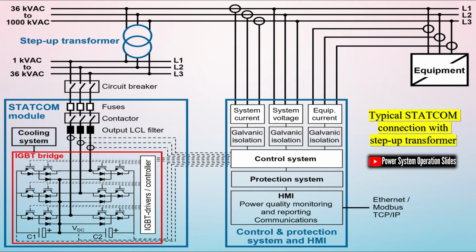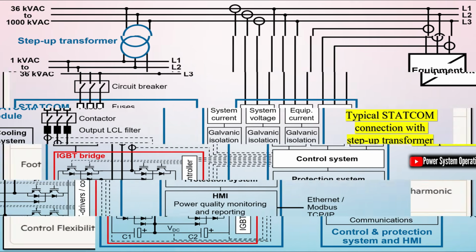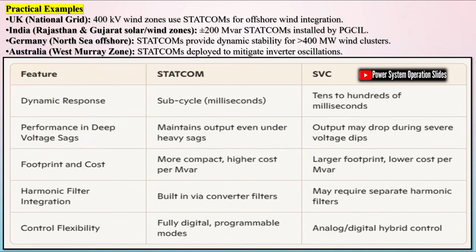As renewable penetration grows, grid codes have evolved to demand more from wind farms. These include requirements for voltage regulation, reactive power control, fault ride-through, and fast dynamic response to voltage or frequency deviations. STATCOMs and SVCs offer the flexibility and responsiveness needed to meet these demands, making them indispensable for grid code compliance in regions with high renewable integration.